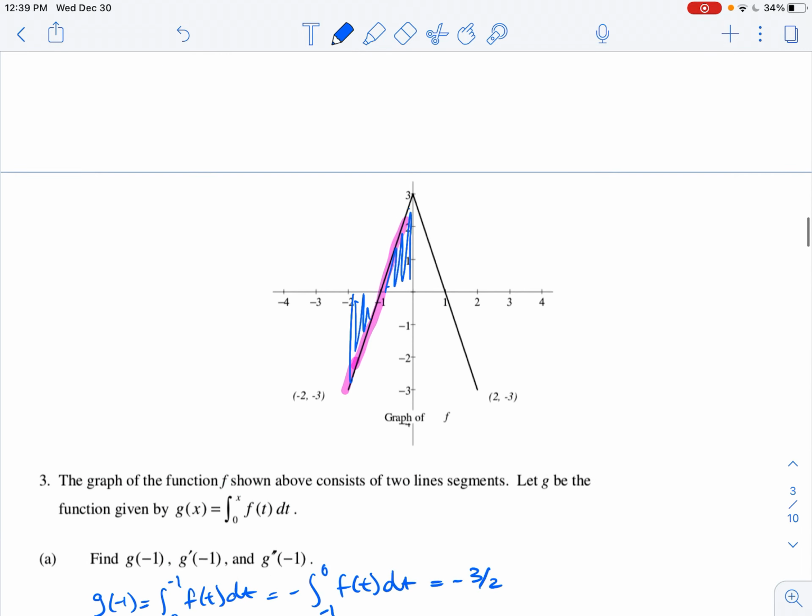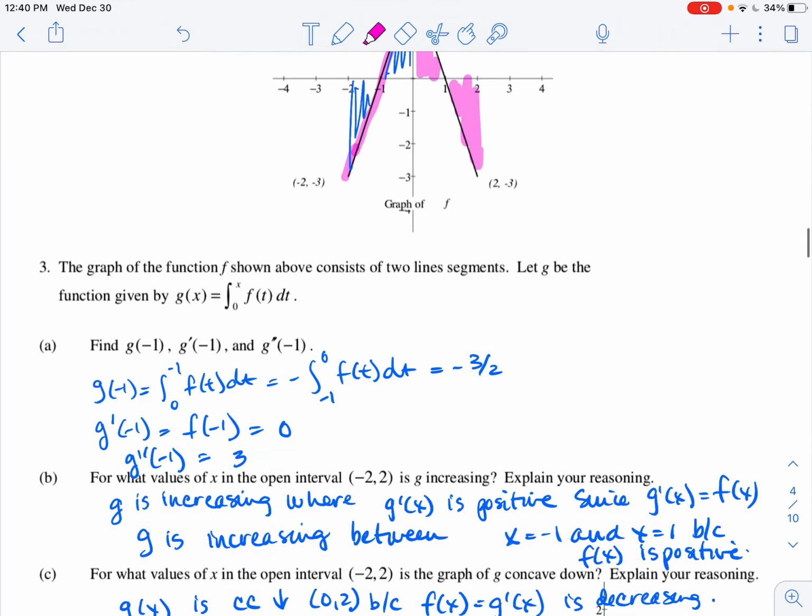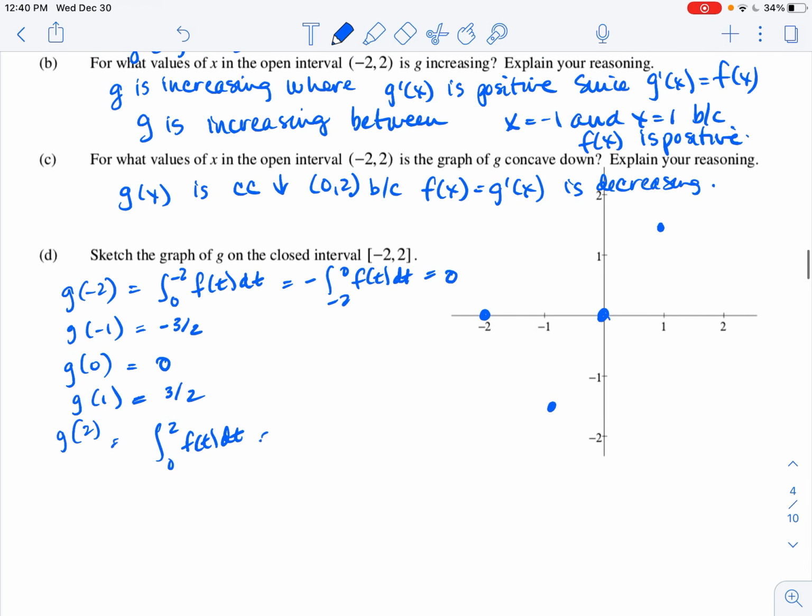And that's the same thing happening on the right side that happened on the left. We have this triangular space, which has an area of 3/2. It's going to be negated by this triangular space. And so that is 0. So our function graphs something like this.